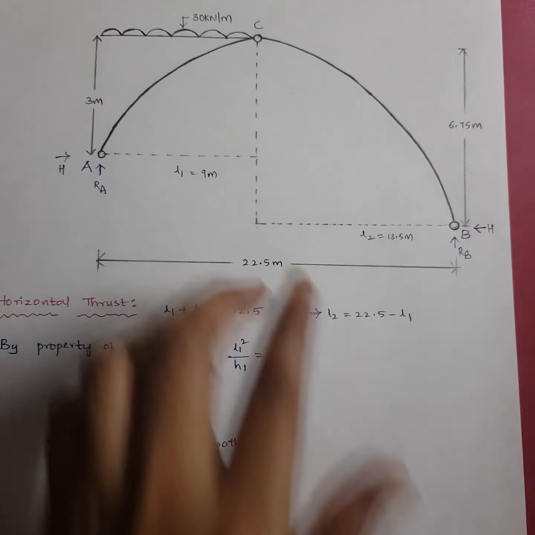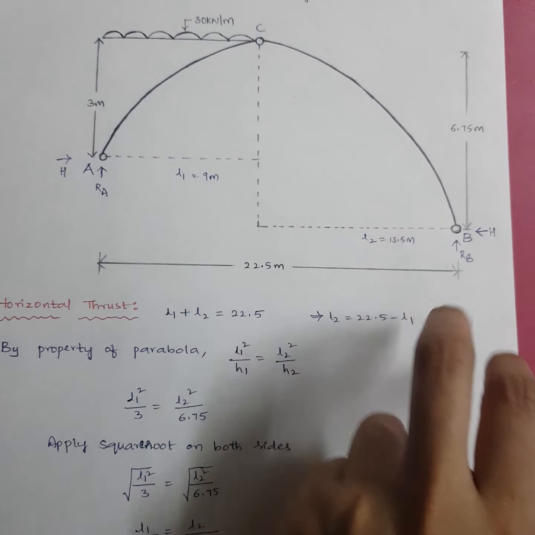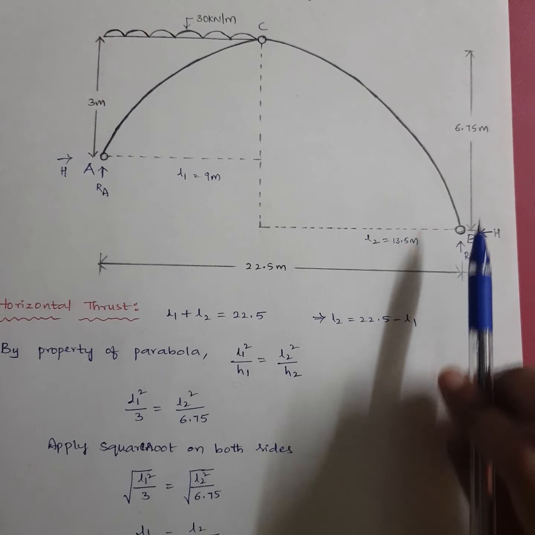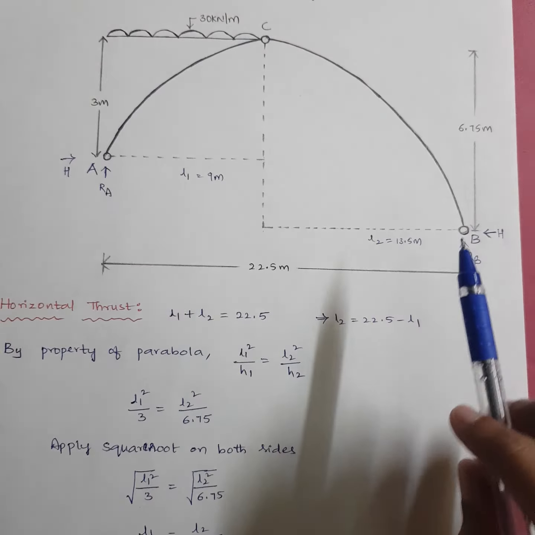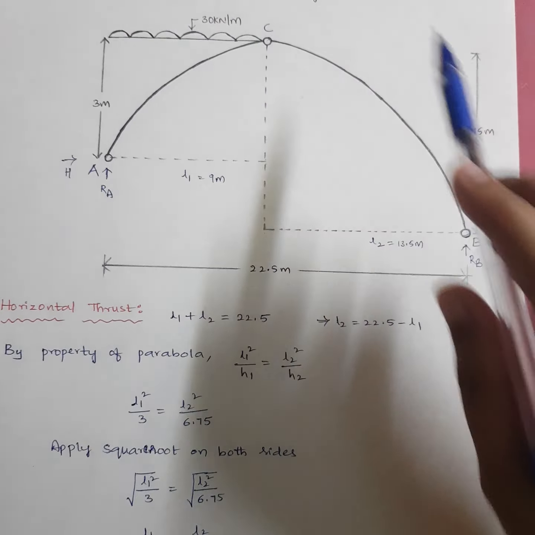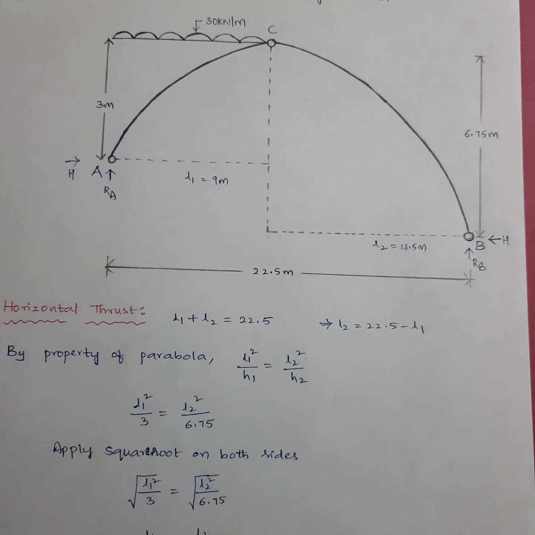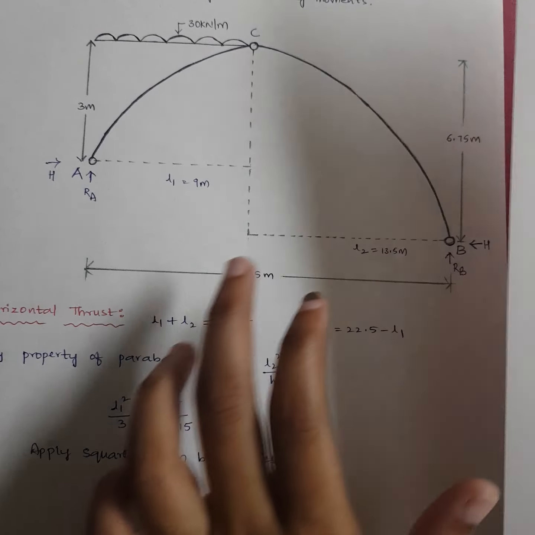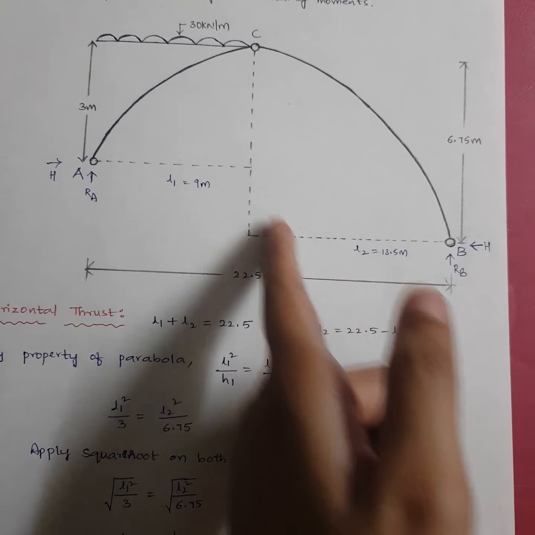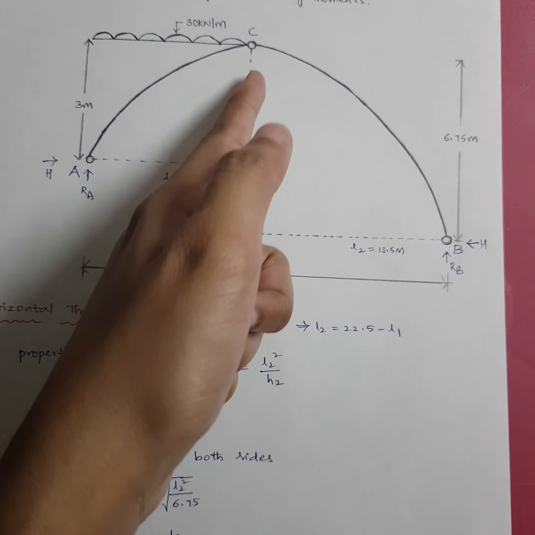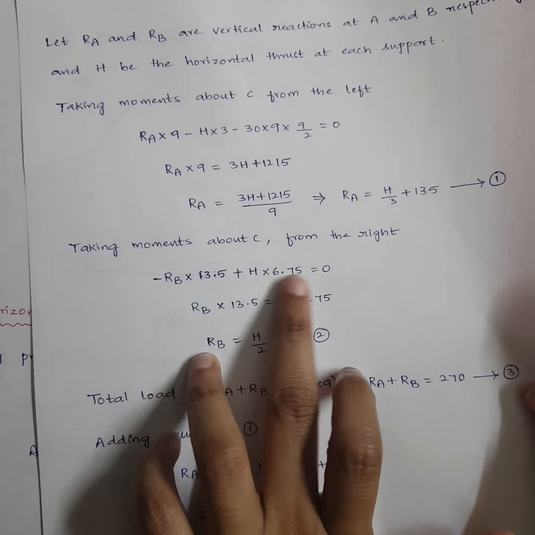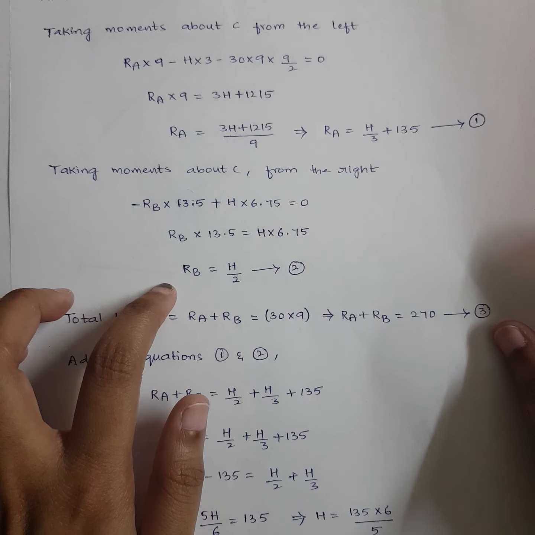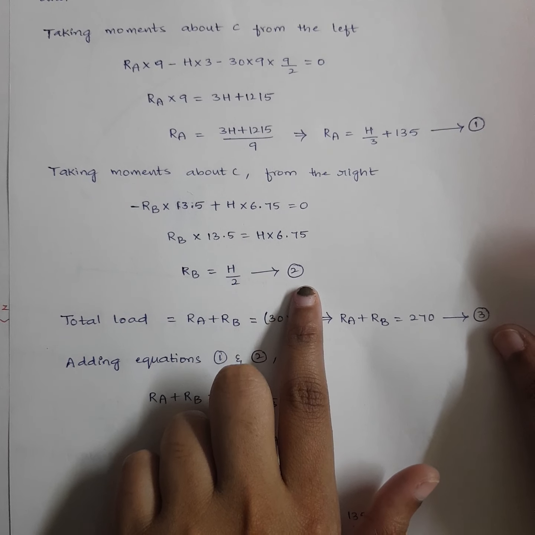Now we will take moments on the right hand side of C. So now if you look at the other half of C, which is towards the right, you have RB, which is moving up like this. So how is RB going towards C? Like this, which is an anticlockwise direction. So it is minus RB into, what is the span? L2 is 13.5. Next, H will go towards C like this, which is a clockwise direction. So plus H into height 6.75 equal to 0. So from here we can write RB as H by 2. So this is equation number 2.